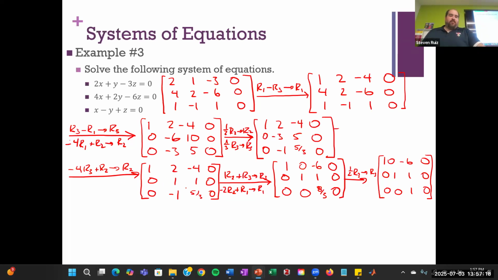It will, yeah. So negative 4R3 plus R2. Negative 4R3 plus R2. I got negative 17. Where? This one. Which means row 2 plus row 3 would be negative 12/3, negative 4.